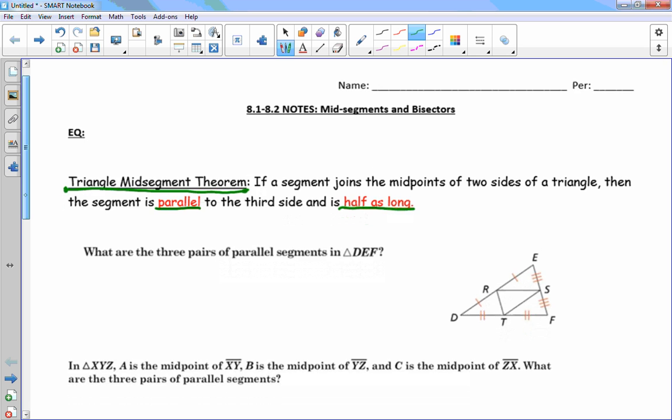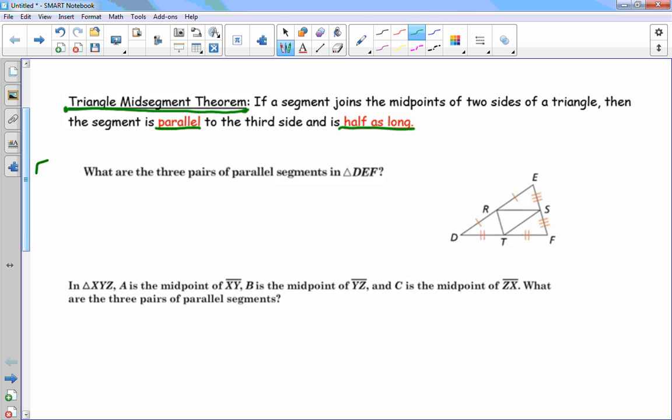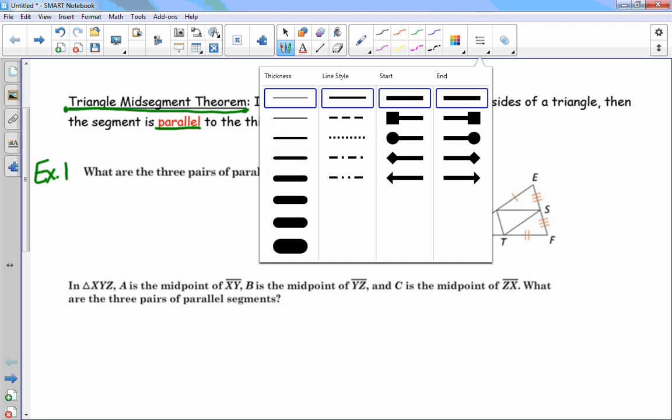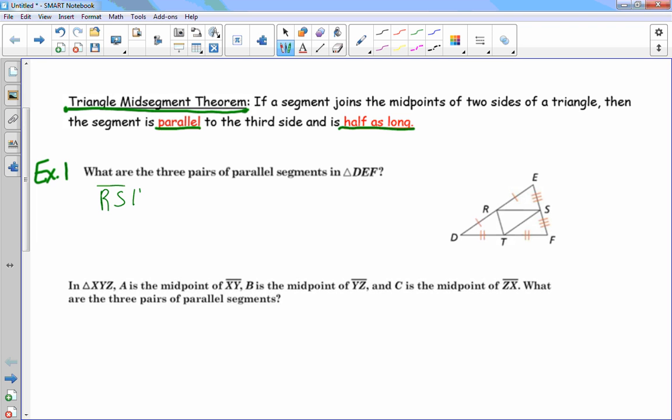Okay? So knowing that, let's title this one Example 1. What are 3 pairs of parallel segments on our triangle? Connor? RS and DF. So RS is parallel to DF. Let's make sure we know where that is. Where is RS on the triangle?